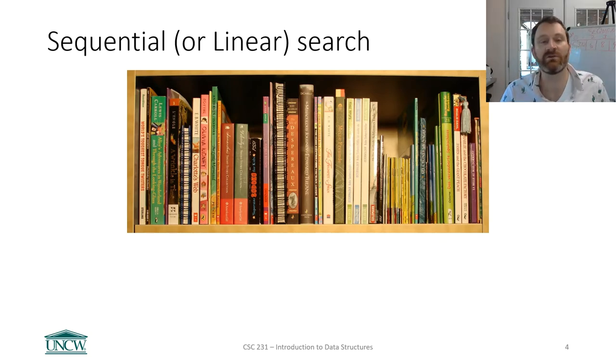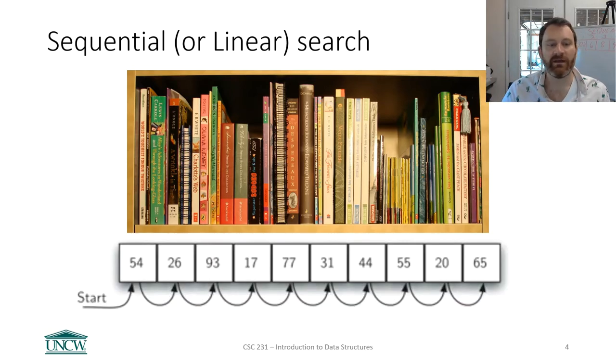Okay, so what is a sequential search or a linear search? Well, it's how you look for a book in a bookshelf that's not sorted or organized in any way. If you want to find a book in this list of books, well, what would you do? You start at one end or the other, and you go down the list and you say, is this it? Is this it? Is this it? And you just go in order. You go sequentially or in a line. That's the premise of sequential or linear search, right?